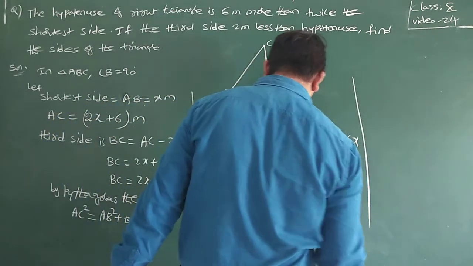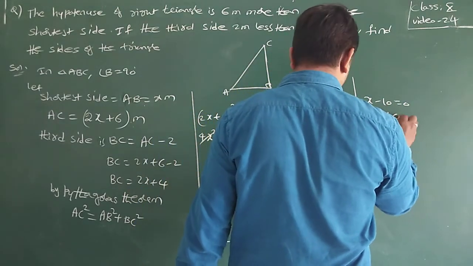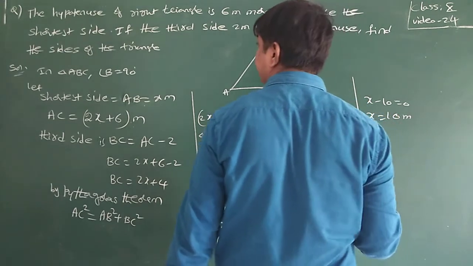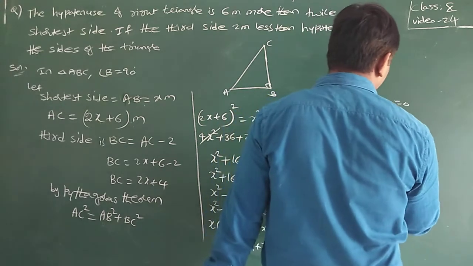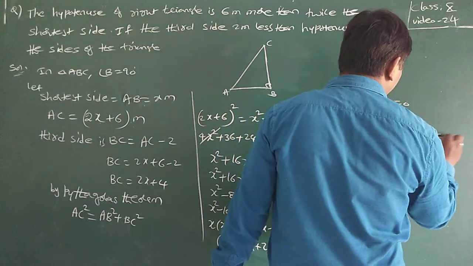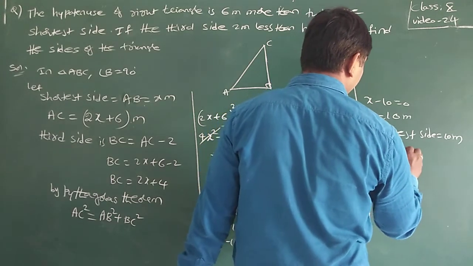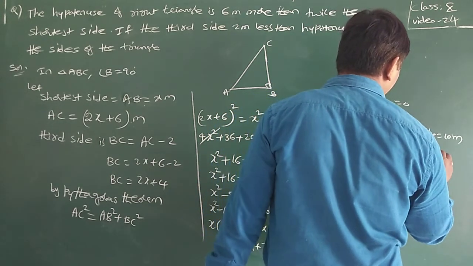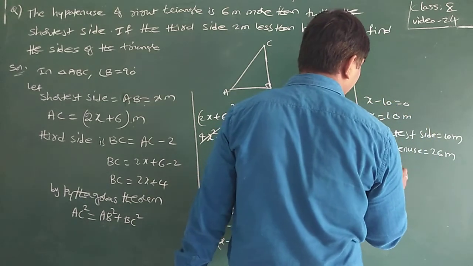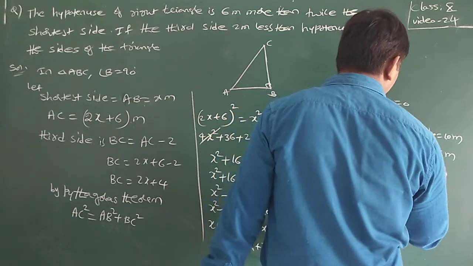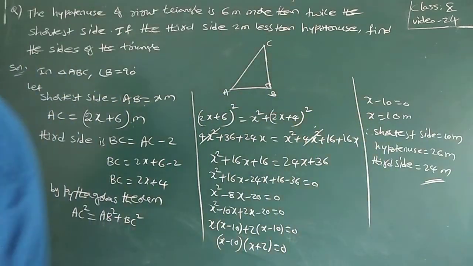Generally sides are never negative. So x minus 10 is equal to 0, x is equal to 10 meters. Therefore, the shortest side is equal to 10 meters. Hypotenuse is equal to 20 plus 6, that is 26 meters. Third side is equal to 20 plus 4, that is 24 meters. Okay, please write this one.